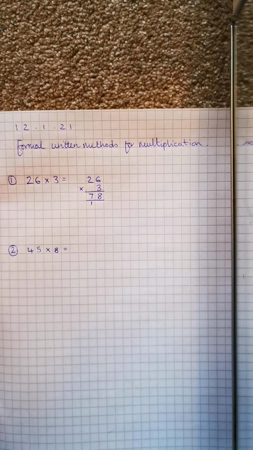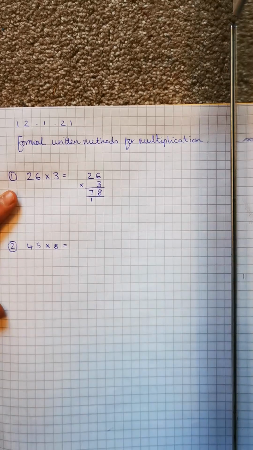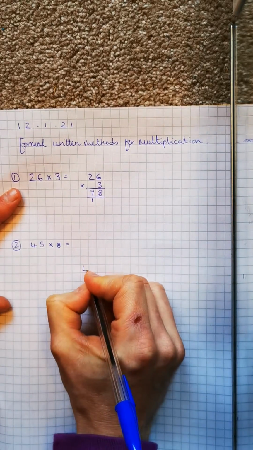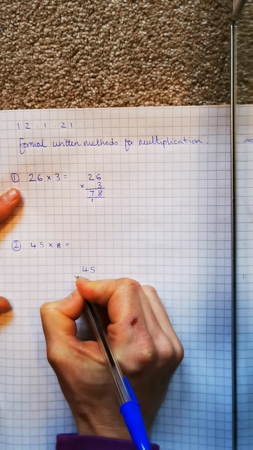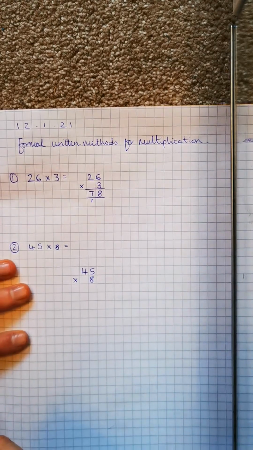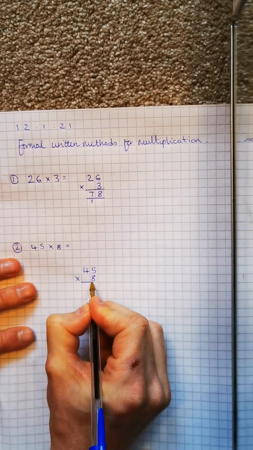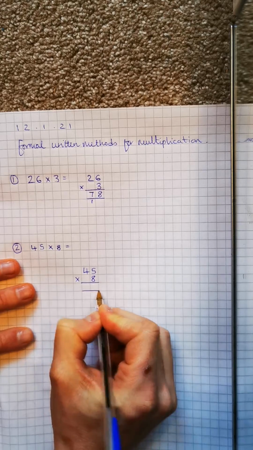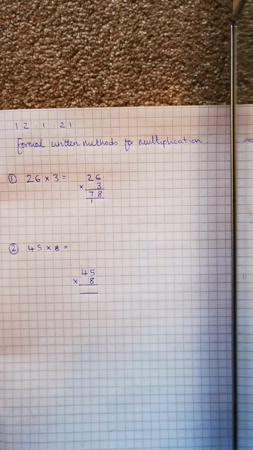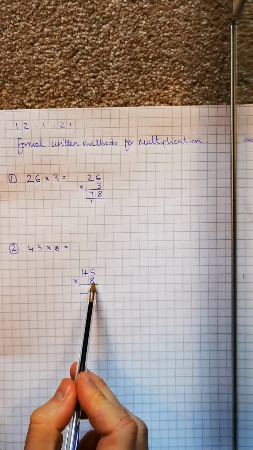If we have a look at the next example, 45 times by 8. I'll set it out in the same way. 45 times 8. And I'm in my jotter, so I can do straight lines without a ruler. I'm going to start with the ones column, 5 lots of 8.